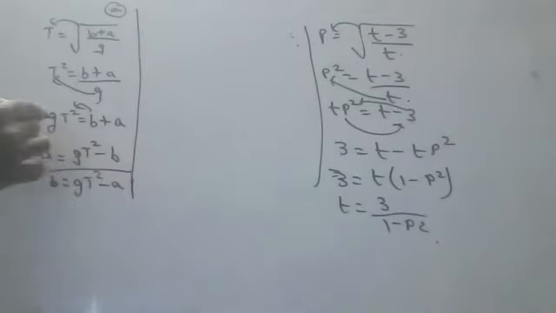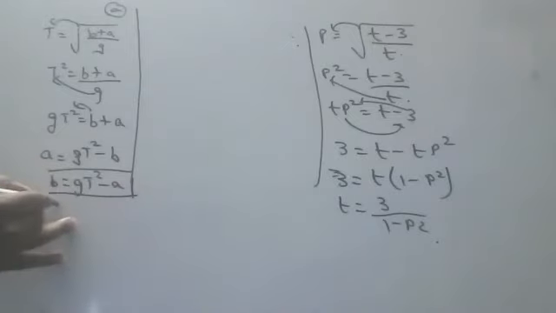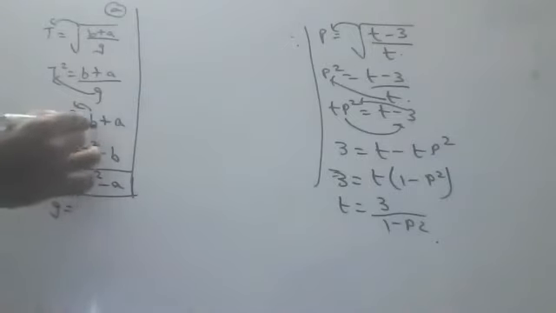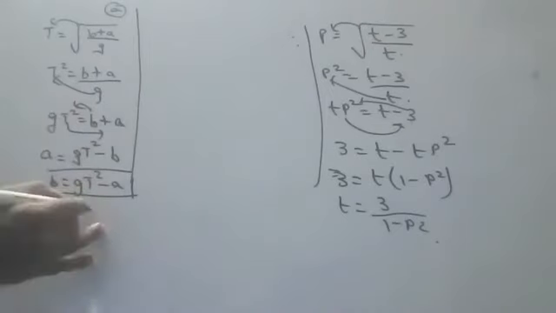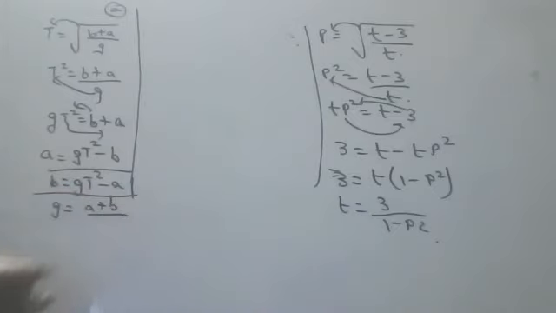Very good. Suppose I want G, it means B plus A by T square. So G is equal to B plus A by T square. Fantastic. Very good, Sahas. Without the phone also you are telling, very good.